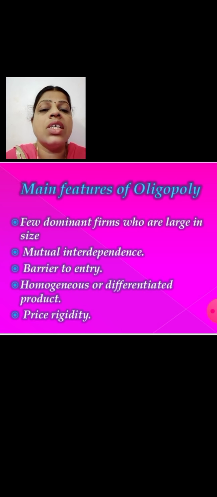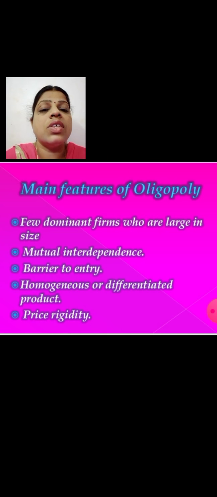And the next one is price rigidity. What does price rigidity mean? It is not a flexible one. We cannot vary the prices according to our own will. Even though there are few sellers, the prices prevailing in the market are rigid. We cannot change them according to our own will. So these are the other characteristics of oligopoly.